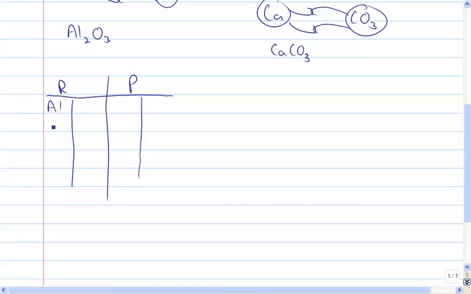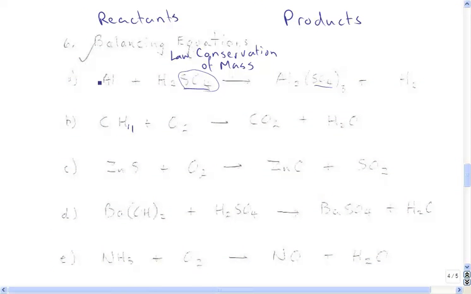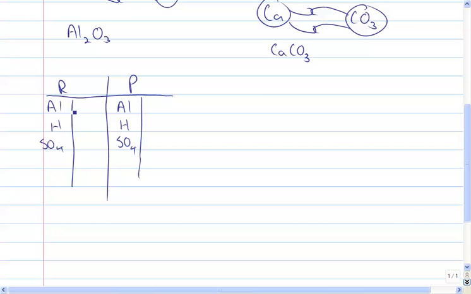So I have aluminum, hydrogen, and these sulfate ions, and I have the same on the product side. Let's go back to the reactants. I've got one aluminum, two hydrogen, and one sulfate. So 1, 2, and 1. On the product side, I've got 2 aluminum, 2 hydrogen, and 3 sulfate. So I've got 1, 2, 1 and 2, 2, 3. Let's go back and write that.